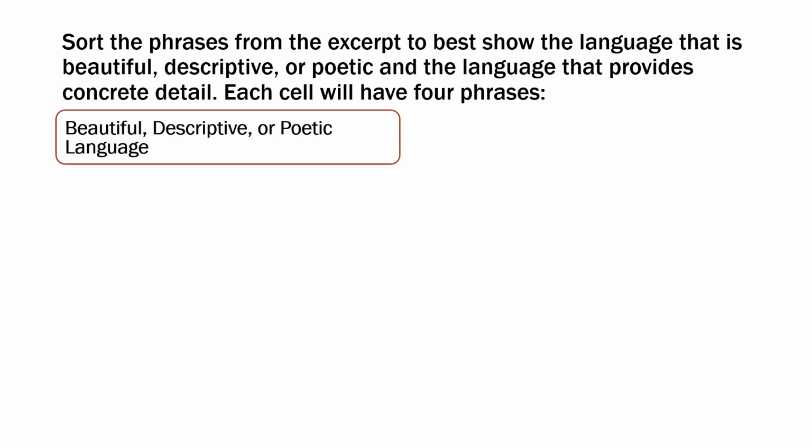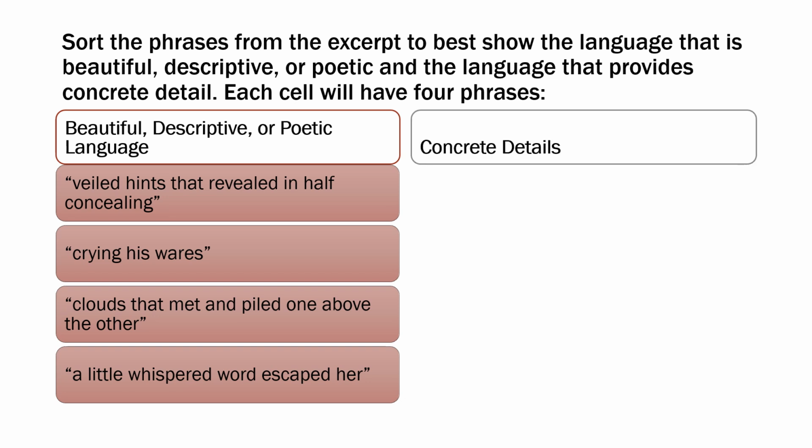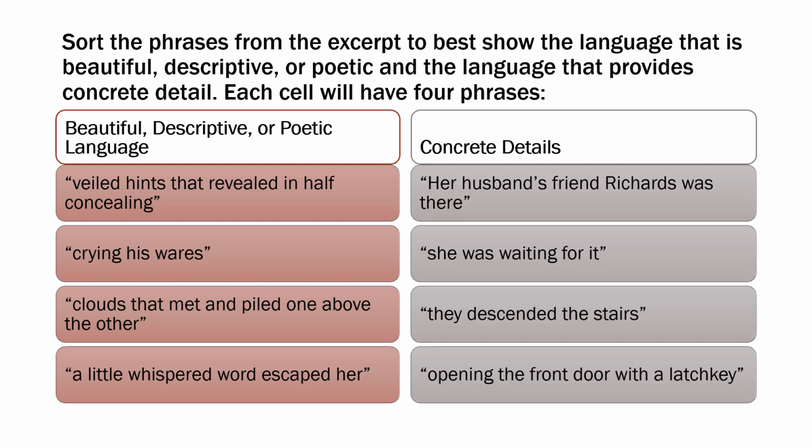Beautiful, descriptive, or poetic language includes veiled hints that revealed in half concealing, crying his wares, clouds that met and piled one above the other, a little whispered word escaped her. Concrete details include her husband's friend Richards was there, she was waiting for it, they descended the stairs, opening the front door with a latchkey.